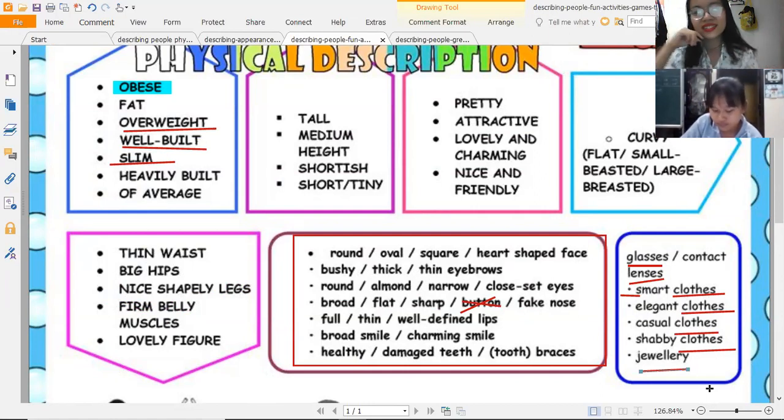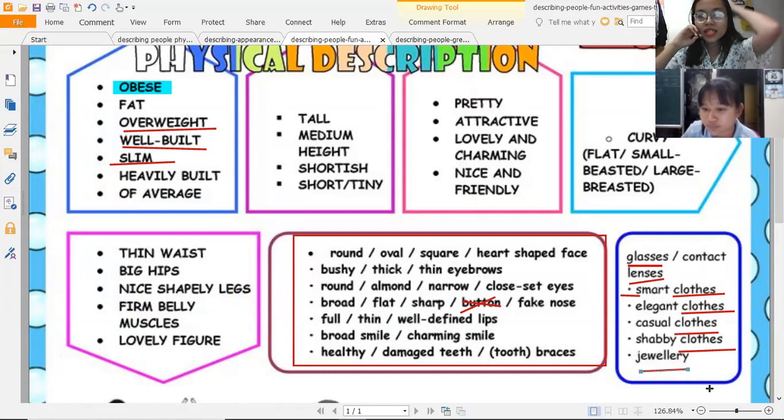What is it in Vietnamese, the ring? Do you know the ring? Nhẫn. Yes, the bracelet, the necklace, or something on the hand, the bracelet on the hand. Trang sức. Yes, all the rings, all the bracelets, we call it jewelry, right? Trang sức. Okay, down here, the glasses, the contact lens, the clothes.